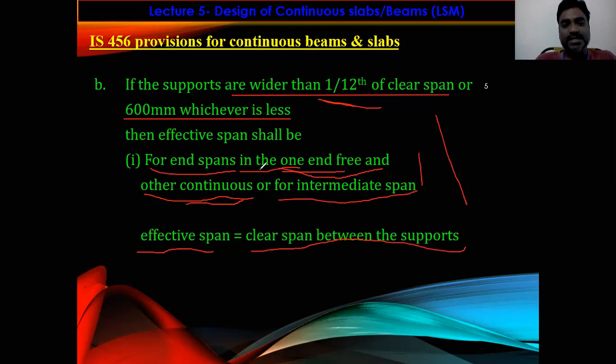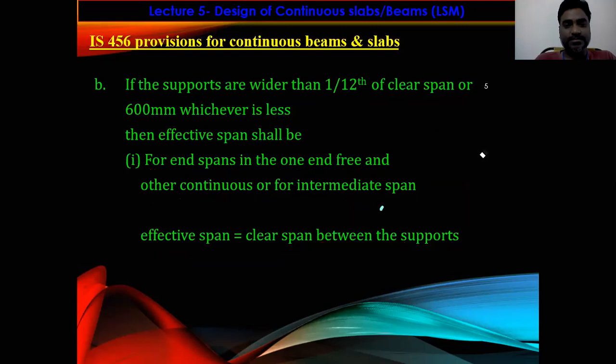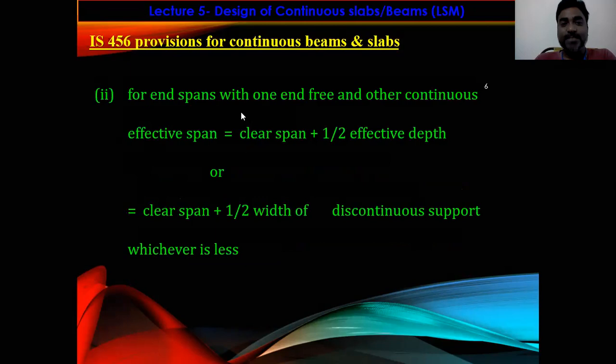In that case, if the span is one end free and other end is continuous, or an intermediate span, you can directly take the effective span as equal to the clear span between the supports. And in another case, that is for end span with one end free and other end continuous.